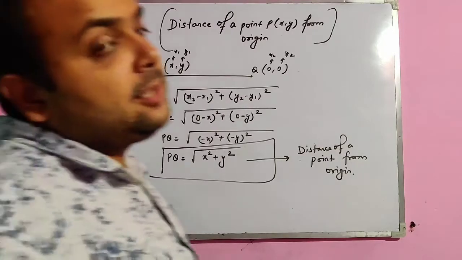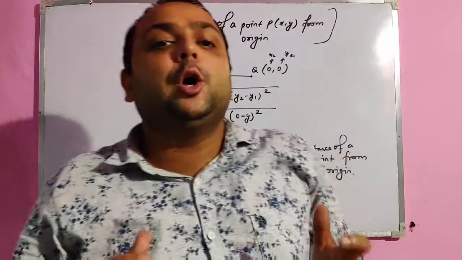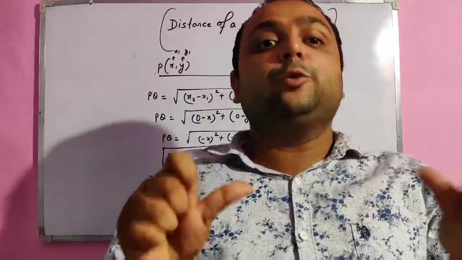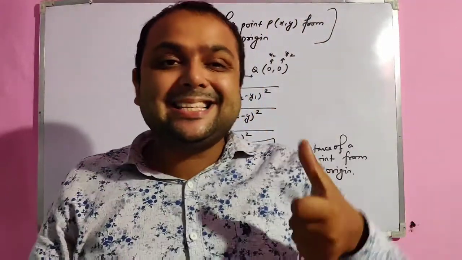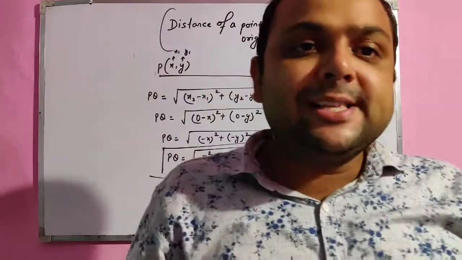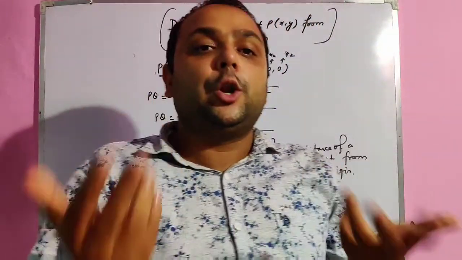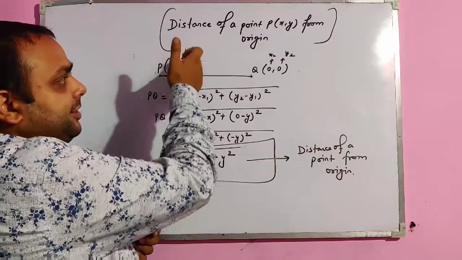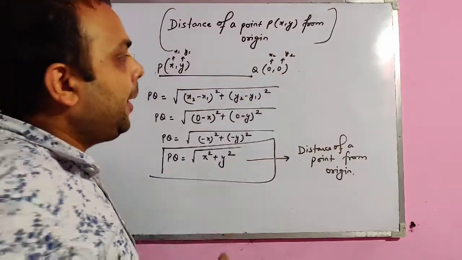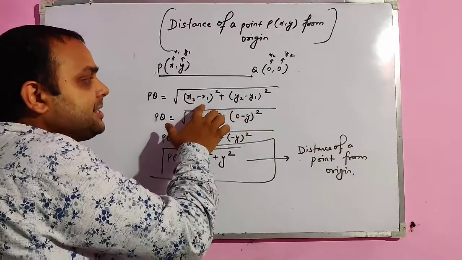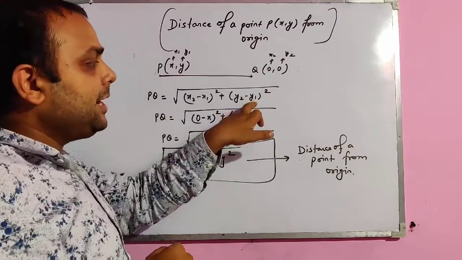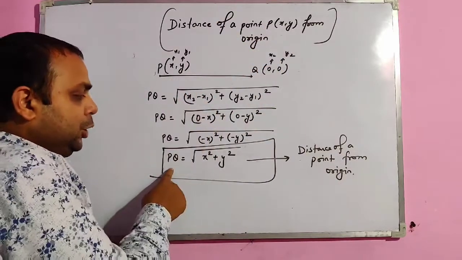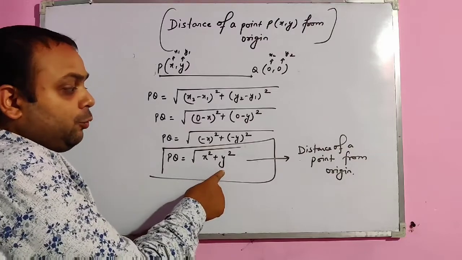The next topic is distance of a point from the origin. In the previous topic, both the coordinates of the points were given, but in this case only the coordinates of one point are given and the other point is the origin. So this is x1 and y1, the values are x and y, the origin is 0 and 0. Applying the distance formula, x2 minus x1 whole square plus y2 minus y1 whole square. Substituting these values, I get PQ equal to under root x square plus y square.